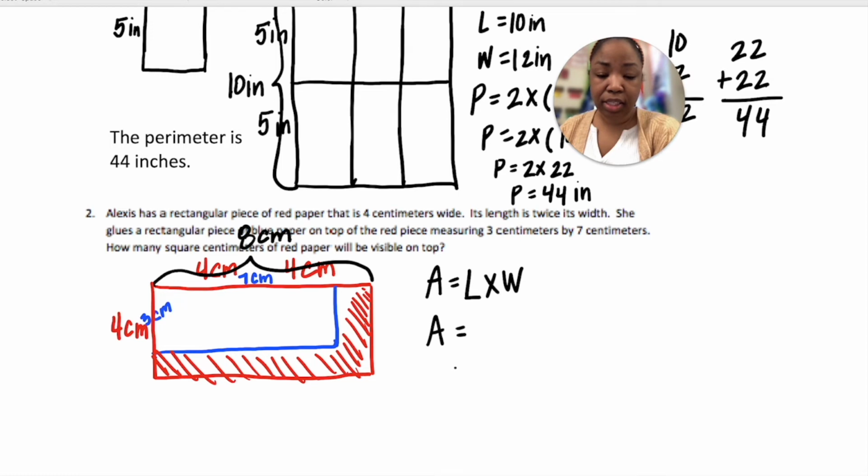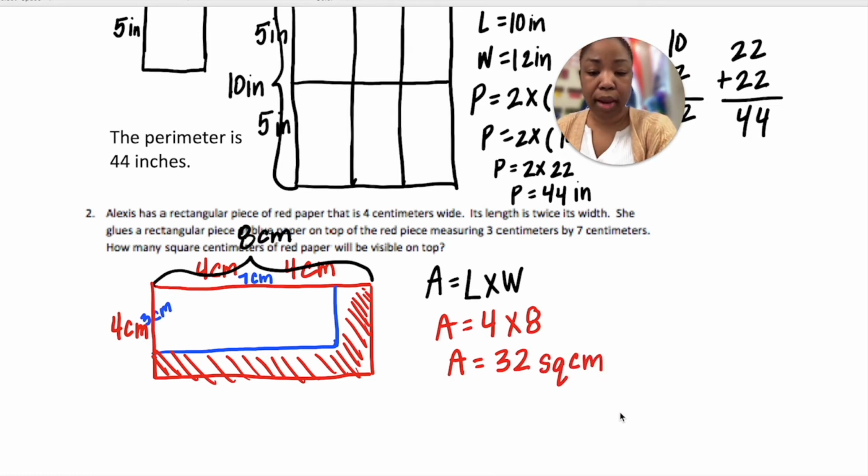So in order to get the area of the red, and let's put it in red, we know that it was 4 times 8, right? Remember we did that 4 doubled, and that's how we got 8. So then that makes the area of the red 32 square centimeters. Remember, you're dealing with area, you say square.